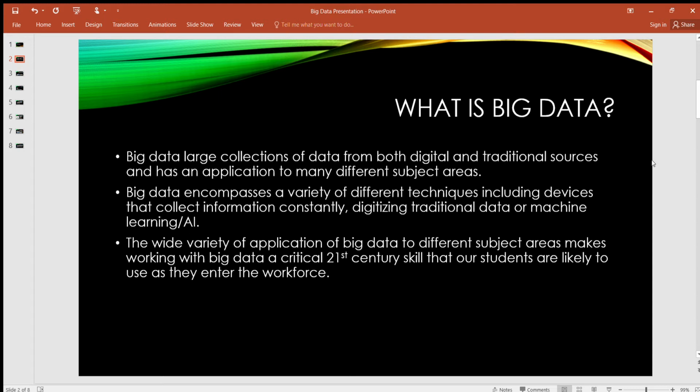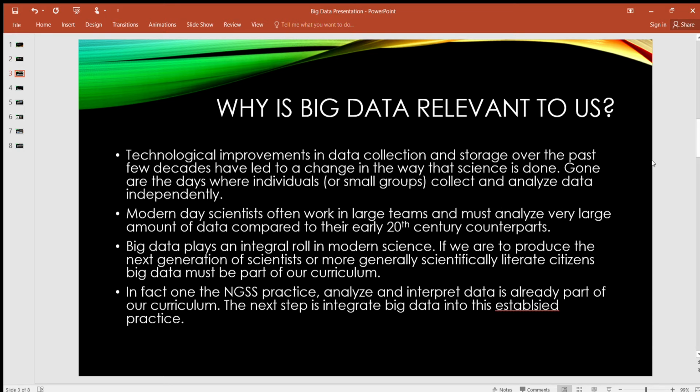Okay, so the important thing about big data for us is that it has a wide application and it is certainly a 21st century skill. So it's something that our students are going to need in the workforce. So how can we bring it into the science classroom? Why is it relevant to us?